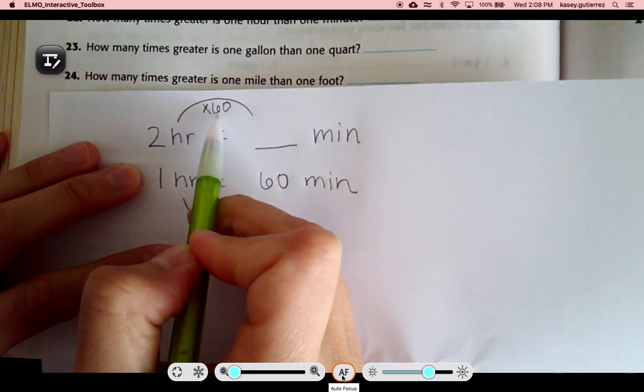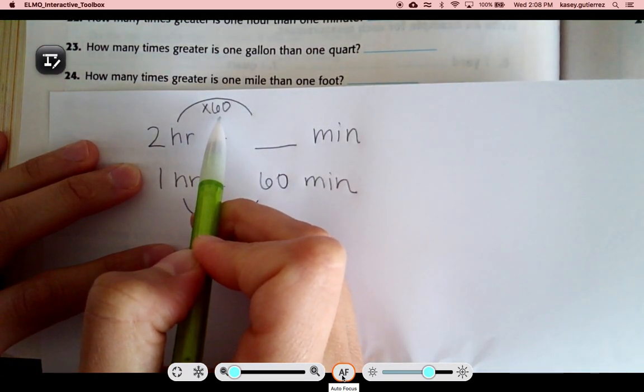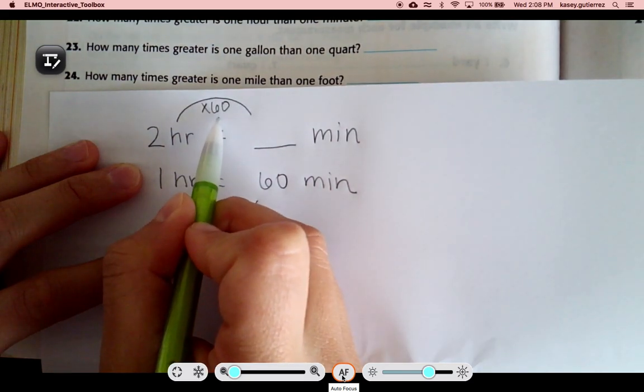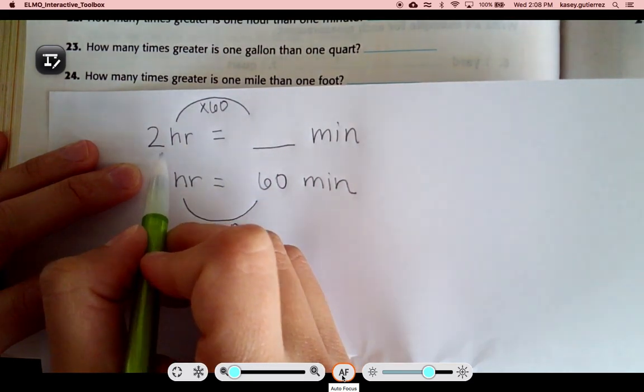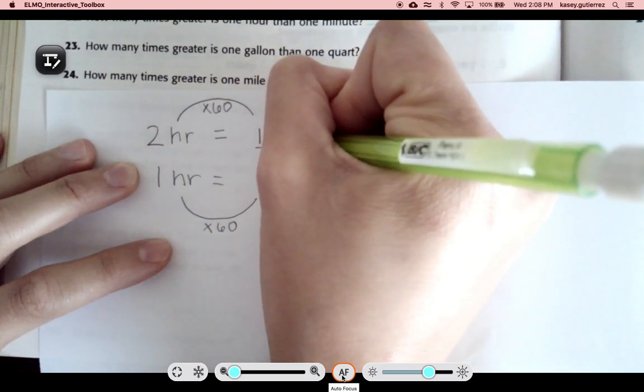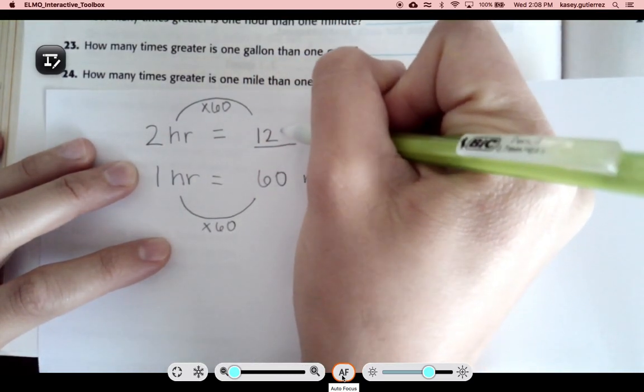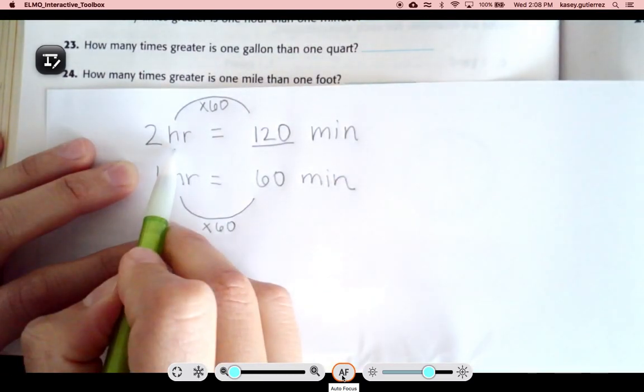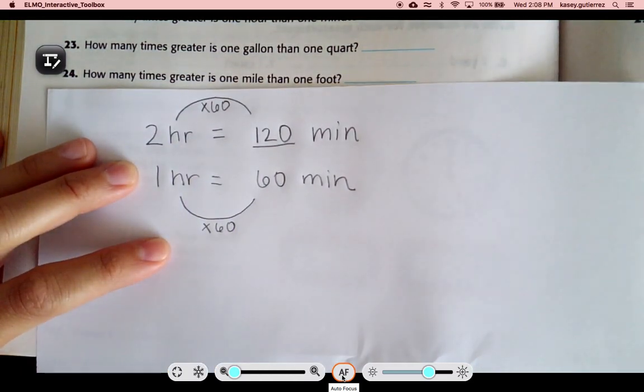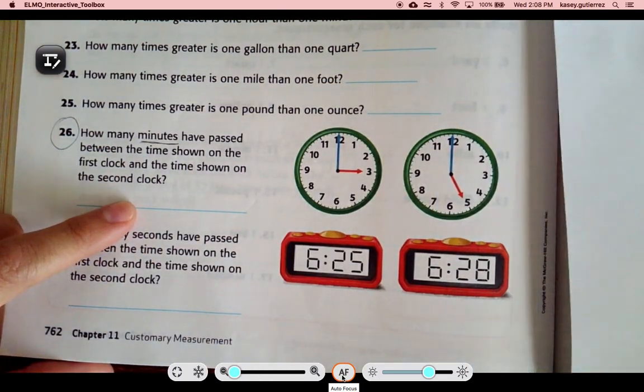And since this is a multiple of 10, all we're going to do is take the first digit, 6 times 2 equals 12, and you add the 0. So 2 hours equals 120 minutes. And that's our answer right here.